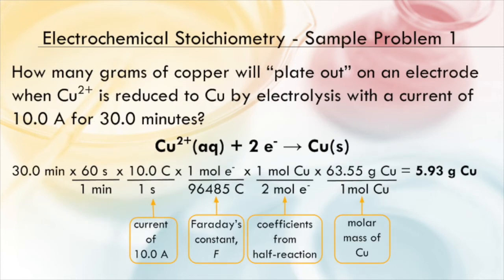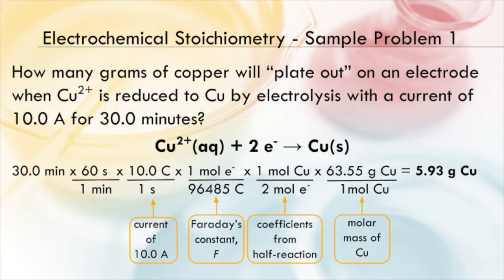Here's a sample problem where we need to figure out the mass of copper that will deposit on the cathode in an electrolytic cell after 30 minutes of 10 amps based on this half reaction that's given. To do this, we'll simply convert the time to seconds so that we can use the current of 10 amps, that is 10 coulombs per second, to convert seconds into coulombs.